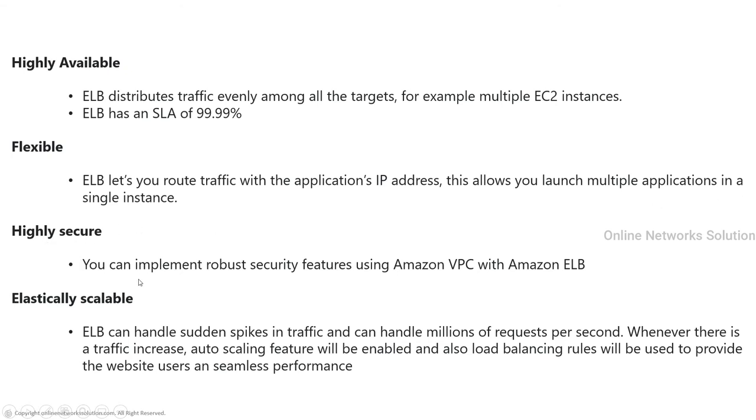Highly secure: you can implement robust security features using Amazon VPC with Amazon ELB. Elastically scalable: ELB can handle sudden spikes in traffic and can handle millions of requests per second. Whenever there is a traffic increase, the auto scaling feature will be enabled, and also load balancing rules will be used to provide website users seamless performance.